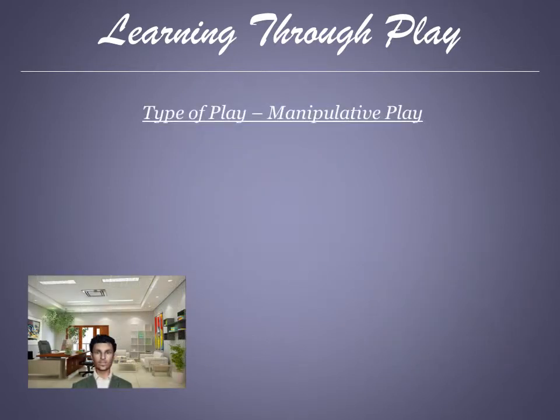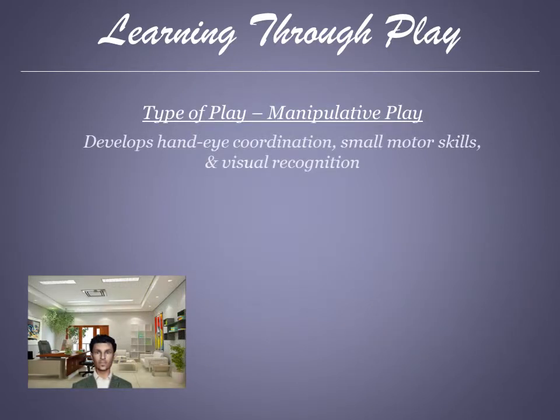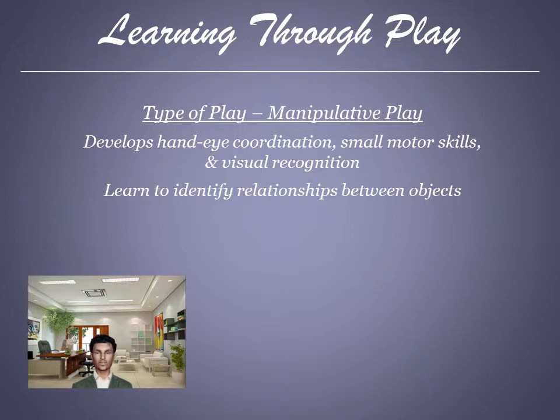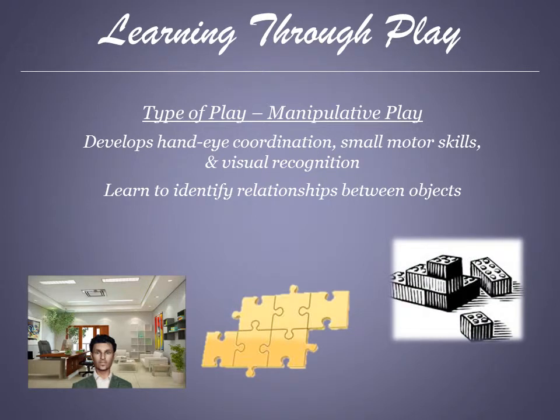Manipulative play focuses on children's eye-hand coordination, small motor skills, and visual recognition. Developing these skills is vital, for they are essential for success in reading and writing. Manipulative play also helps children learn to identify relationships between objects, a crucial skill for understanding math and science. Some examples of manipulative play are coloring in the lines, using basic tools, putting together puzzles, and constructing things with items such as Legos and building blocks.